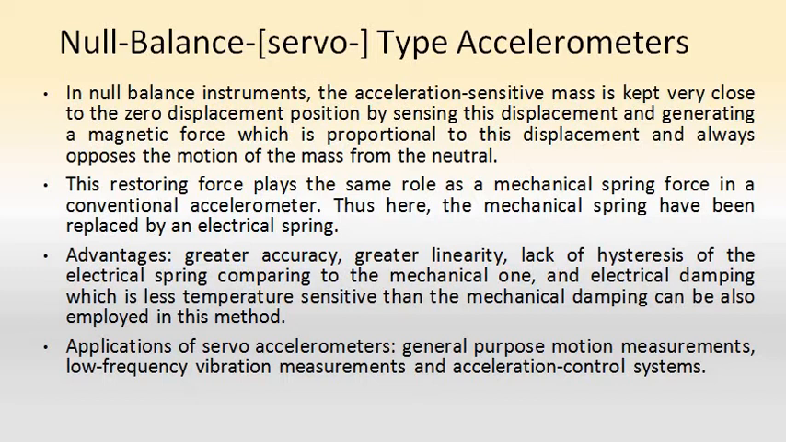Okay, that is, the mass is kept very near to the null position, and whenever displacement occurs from this position, a force will act which will oppose that particular motion and will try to bring that mass back to the neutral position. This restoring force will play the same role as the mechanical spring force in the conventional accelerometer. Thus, we may consider the mechanical spring to have been replaced by an electrical spring here.